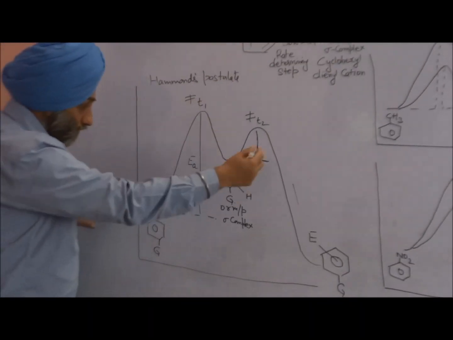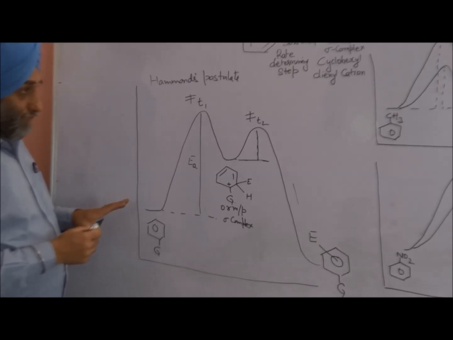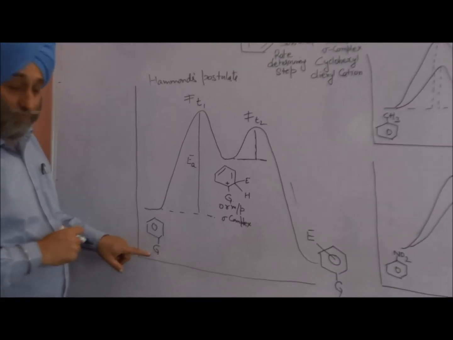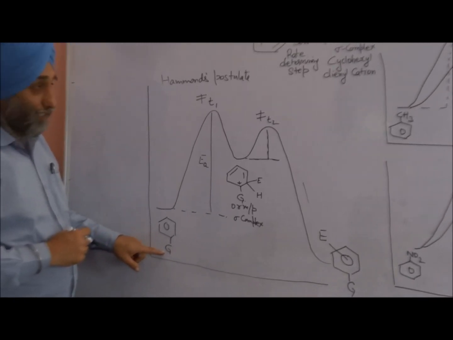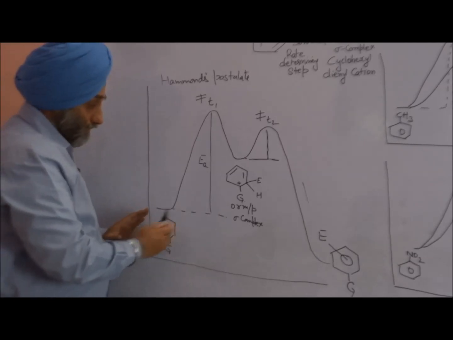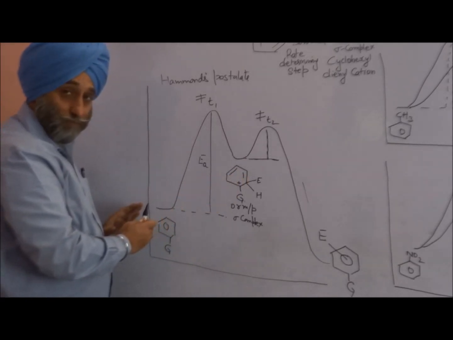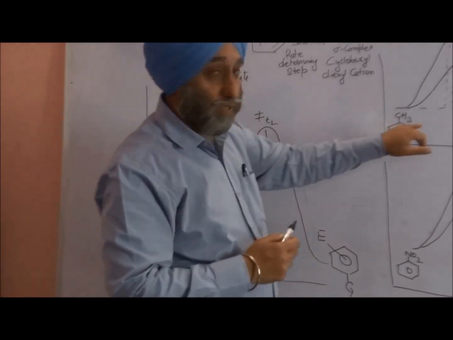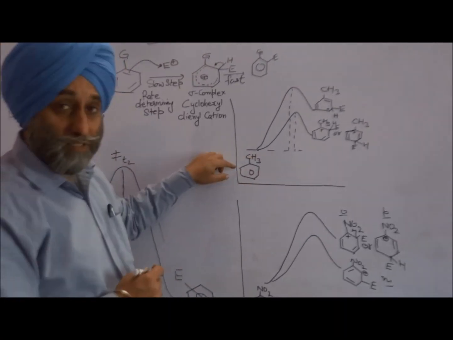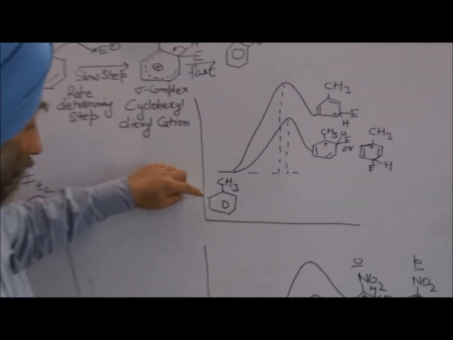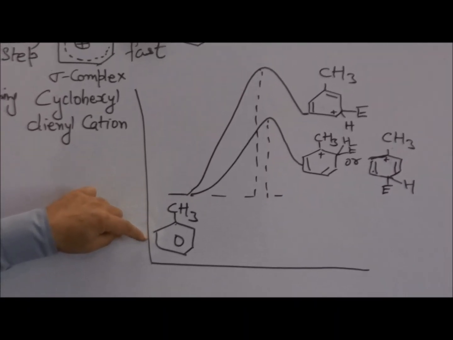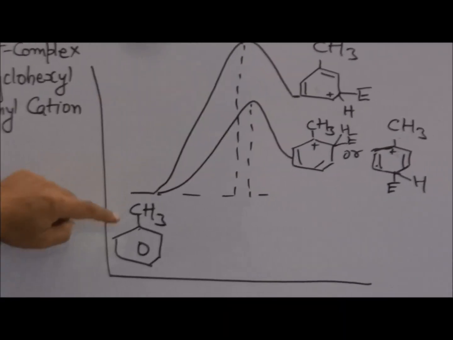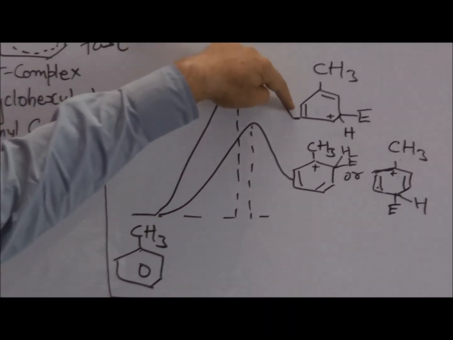Now this is the overall thing. Now we will understand, if there is an activating group, what the energy profile diagram is, and if G is a deactivating group, what the energy profile diagram is. We will discuss only up to the sigma complex, how the dynamics of the energy changes. Now look at this diagram. Here we see that on benzene there is an electron releasing group, and we know the methyl group is an activating group. And look, this is the first transition state.